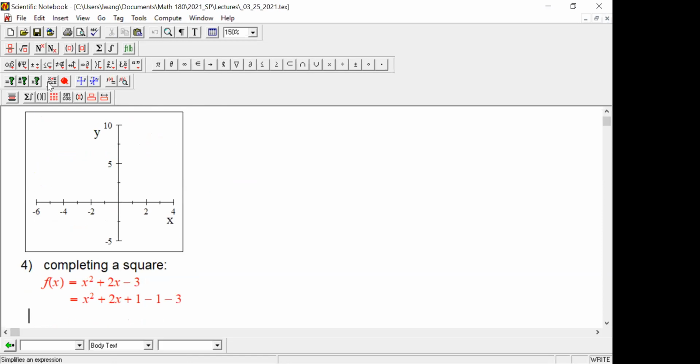Right? Adding zero has two purposes to serve. One is to make the perfect square, and one is to make sure the equal sign is still valid. So it serves two purposes. And then we get x plus 1 squared minus 4.